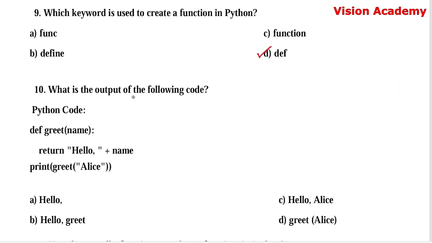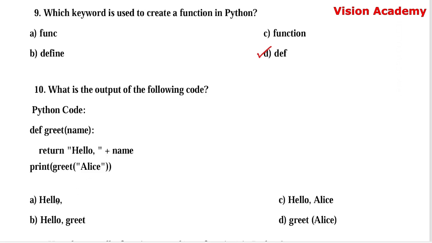Question number 10. What is the output of the following code? Python code, def greet. Def is a keyword which is used to define a function. Greet is the name of the function, and inside the bracket they have written name, that is the parameter. Return hello, which is a string, plus name, plus is the concatenation operator. So print greet. So we are calling this particular user defined function by passing the argument, that is alias. Here it is going to concatenate alias with hello. So it is going to print hello comma alias.